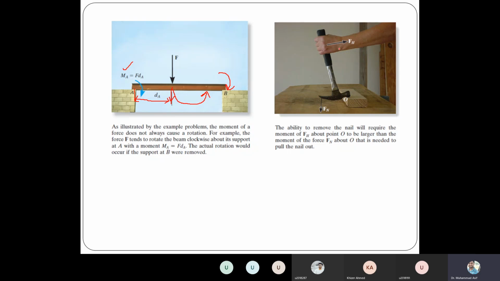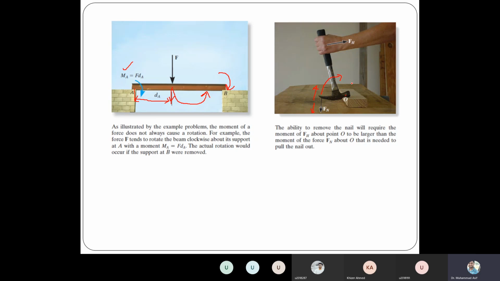Similarly, you can see another example, for example, FH, meaning the force applied by the hand, right, to pull this nail from that wooden piece. That means this force is applied in the upward direction, right? It is trying to pull the nail upward, whereas the normal reaction force will be in the equal and opposite direction, right? Again, this is the point O about which this force can produce a moment, right? About this point O, if you apply force, there is a tendency that this nail can be rotated.